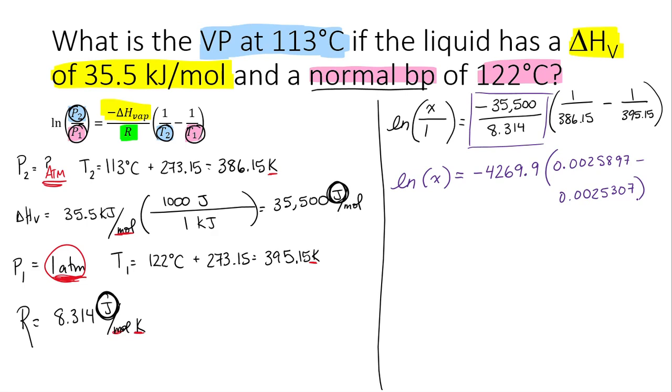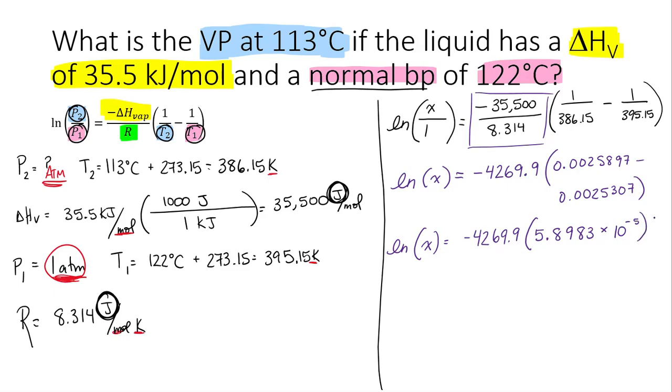They're not the same. You can't just go to 0, okay? So you need to keep lots and lots of digits. On my calculator, rather than splitting it into 2, I would do 1 divided by 386.15, and I would just keep all of those digits, minus parentheses 1 divided by 395.15, close parentheses, enter. I got the natural logarithm of x is equal to negative 4,269.9 times 5.8983 times 10 to the negative fifth.